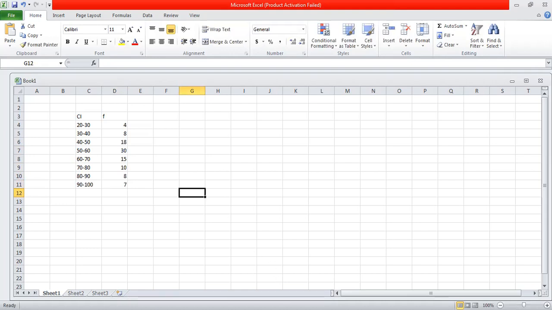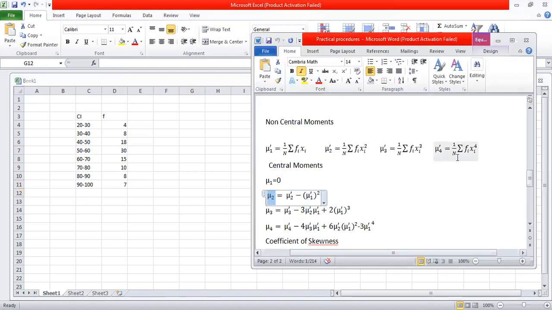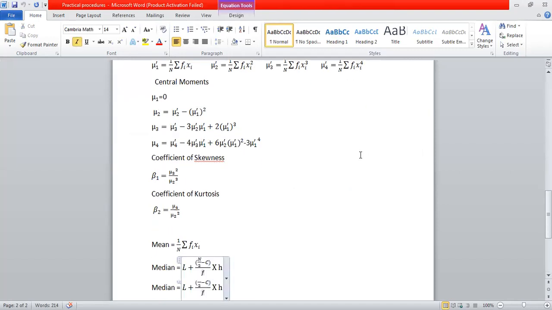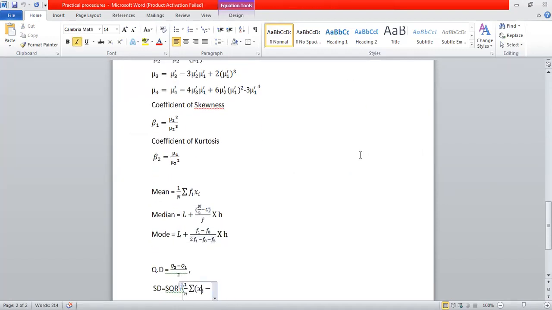Coming to central tendency, what are the formulas we have? We have the mean formula. What is the formula for mean? Central tendency mean is 1 by n summation fi xi. Median is L plus n by 2 minus C by F into H. Mode is L plus F1 minus F0 by 2 F1 minus F0 minus F2 into H.